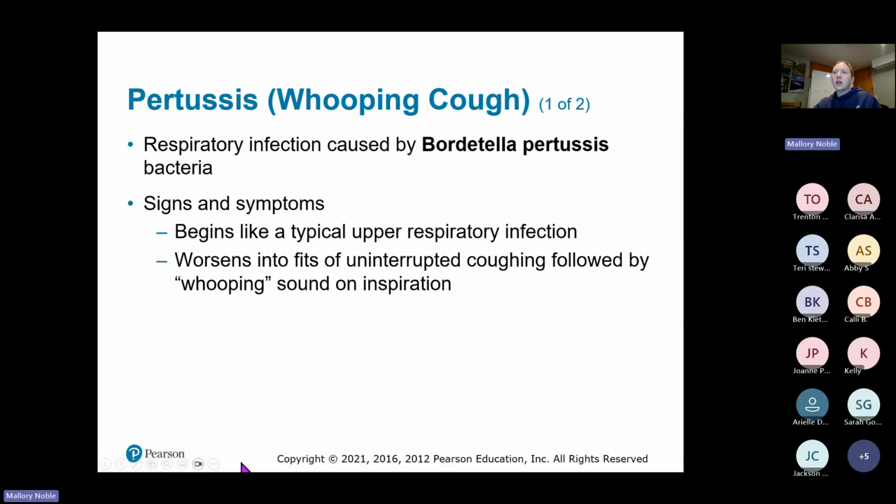Usually this starts like an upper respiratory infection, and then the cough is what really gives it away. And the cough, usually it's on the inspiration after a coughing fit. So it's like cough, cough, cough, and that is the whooping sound that you're hearing.